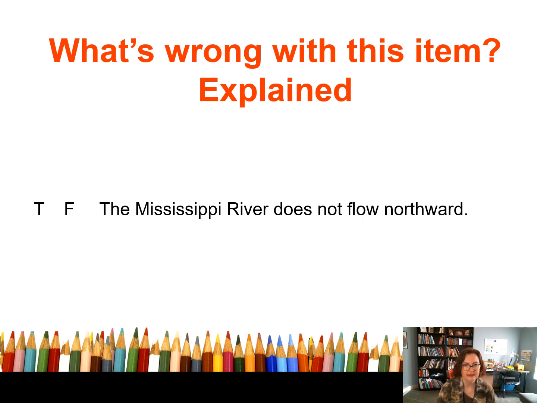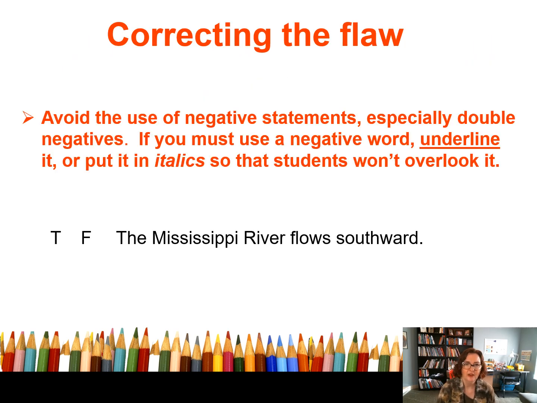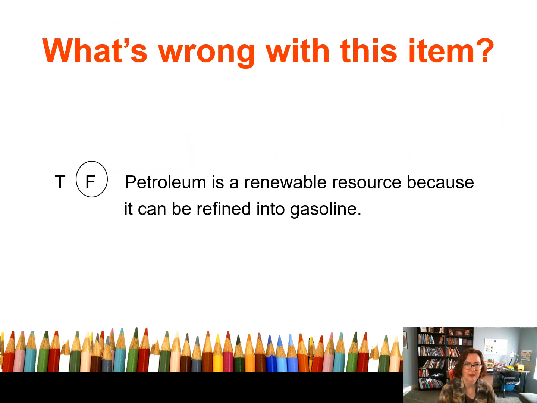That darn not. The Mississippi River does not flow northward. There's no reason to have the word not there. Avoid using negative statements, especially double negatives. If you must use a negative word, underline it or put it in italics so the students won't overlook it. But in this case, you don't need it. The Mississippi River flows southward. What's wrong with this item?